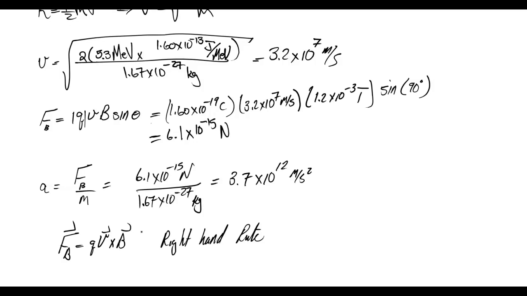And if you look at these directions, you put your fingers in the direction of the velocity, which is horizontal, and then you curl your fingers into the direction of the magnetic field, which is vertical. So you notice that your thumb is pointing out of the page, which is the direction of the force in this case.